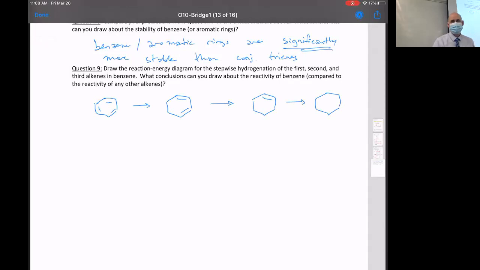Would we still use the same nomenclature as we did for the previous ones? Yeah, you're still using the same values. But you actually have the values now. So here are your delta H's. Negative 206.